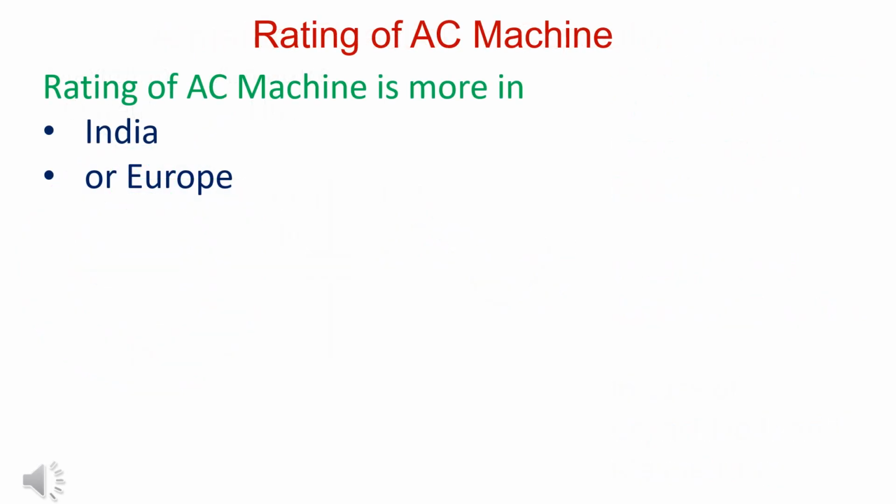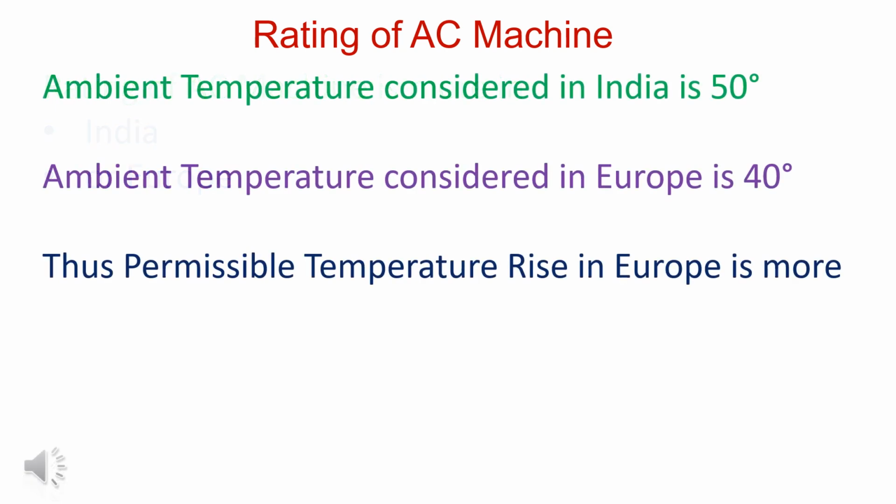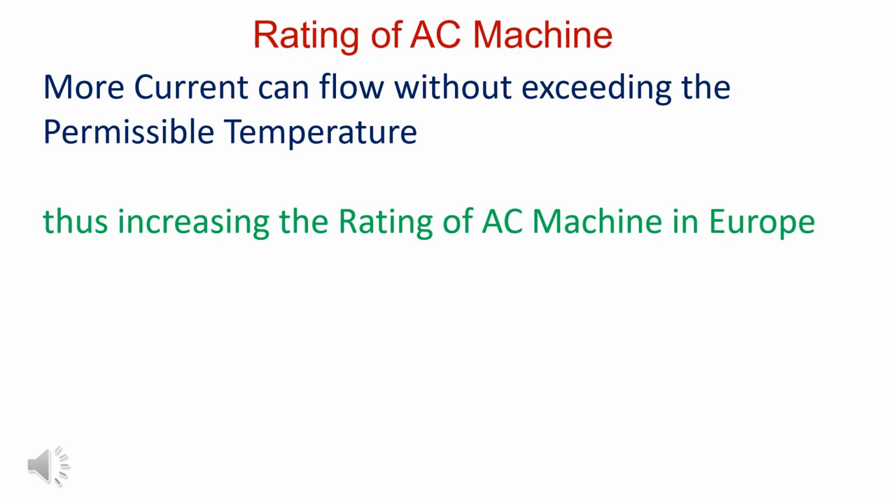The rating of AC machine is more in India or Europe? The ambient temperature in Europe is less than that in India. Permissible temperature rise in Europe is more. More current can flow without exceeding the permissible temperature. Thus, rating of the machine in Europe is more.